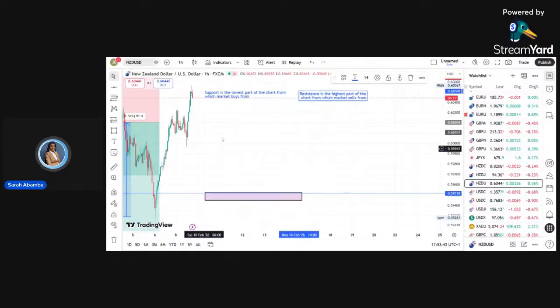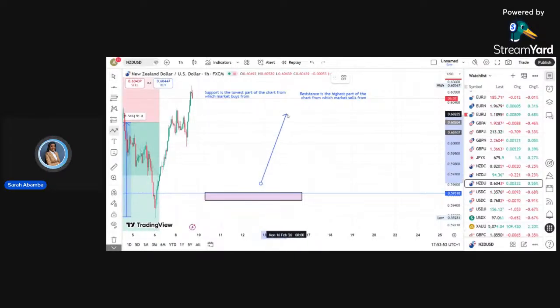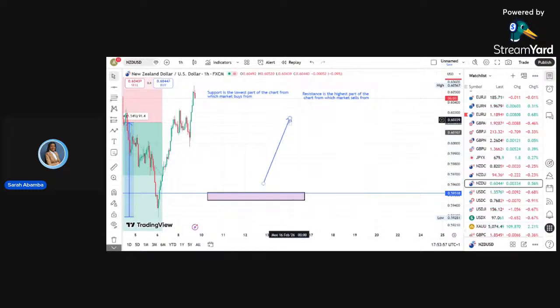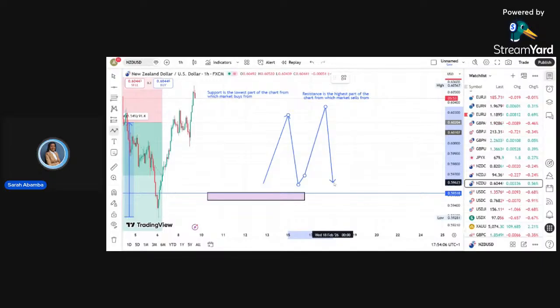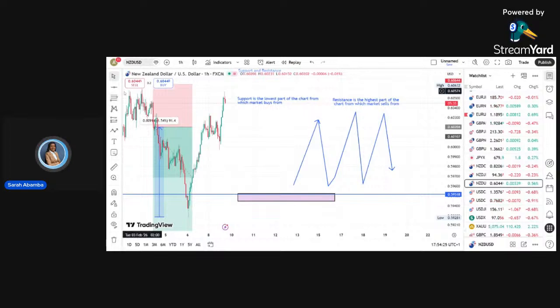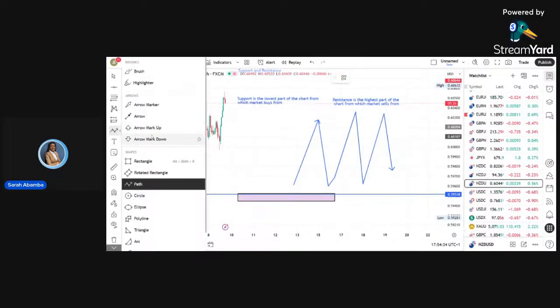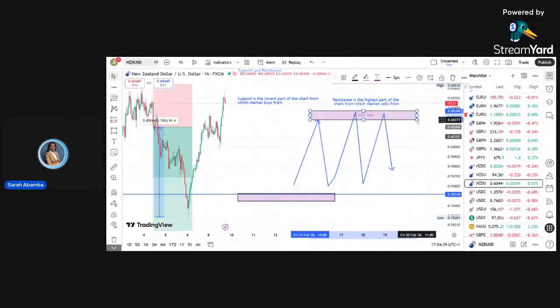Okay, so we can have something like this: up, down, then up again, and down, then up. So this is practically a resistance. The top now, where the market is selling from, is a resistance. So I'm going to mark out that zone. Just this top is a resistance. So for a resistance, what you do is to place sell orders.